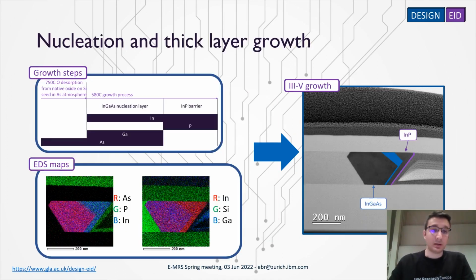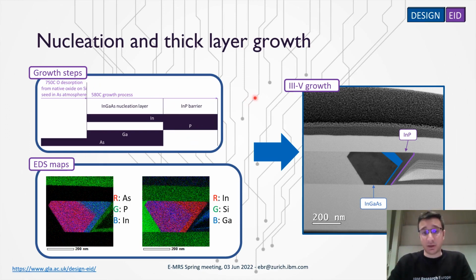We began our nanowire growth studies by employing a simple growth recipe. This was to better understand the mechanisms behind each growth step. This is why in our first experiment, we only grew an indium gallium arsenide nucleation layer, followed by an indium phosphide barrier layer.